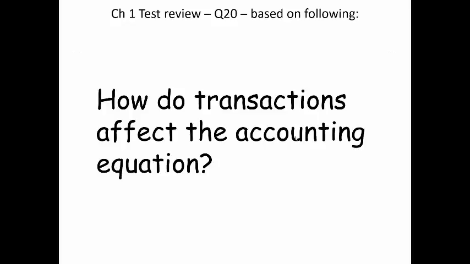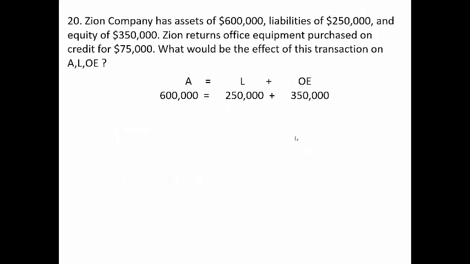And the last question on the review, question number 20, is based on the following. How do transactions affect the accounting equation? So, we have this company, Zion Company, which has assets of $600,000, liabilities of $250,000 and equity of $350,000. Zion returns office equipment purchased on credit. What would be the effect of this transaction on assets, liabilities, owner's equity?